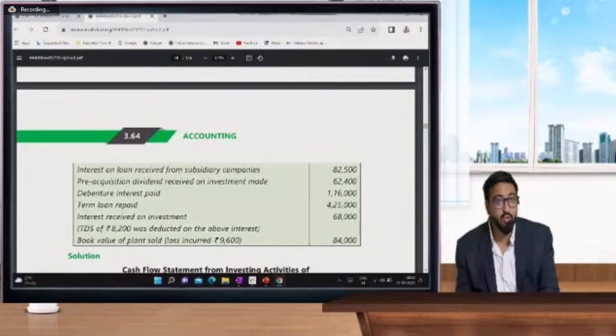Interest received on investment. Investing. How much you are going to record? 68 plus 8,200, and from that you will deduct TDS 8,200. So ultimately 68,000. And book value of plant sold. Loss क्या करोगे उनमें से? 84,000 माइनस 9,600. अभी भी आपका प्री एक्विजिशन का वांदा ही दिख रहा है मुझे.